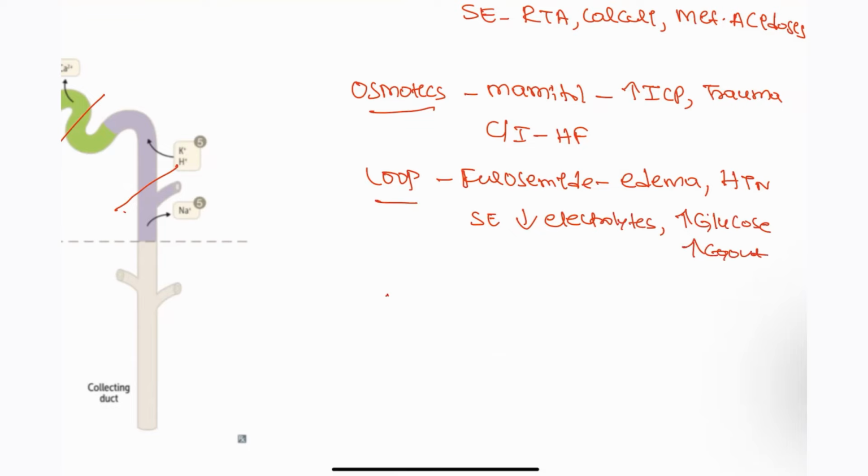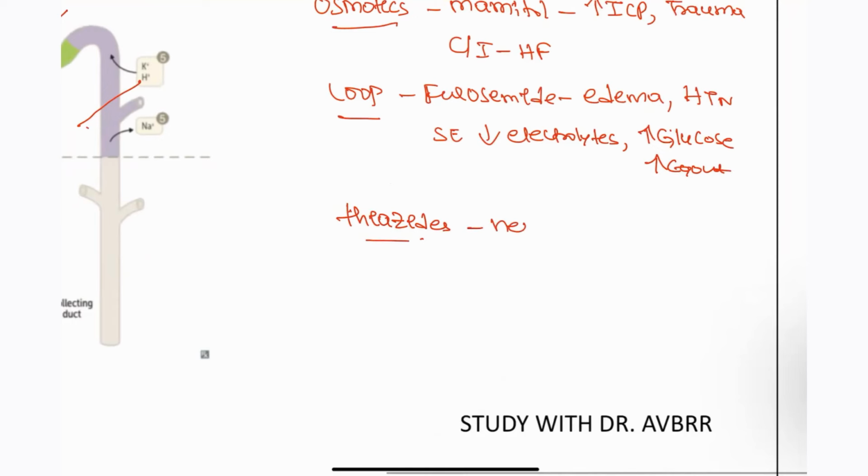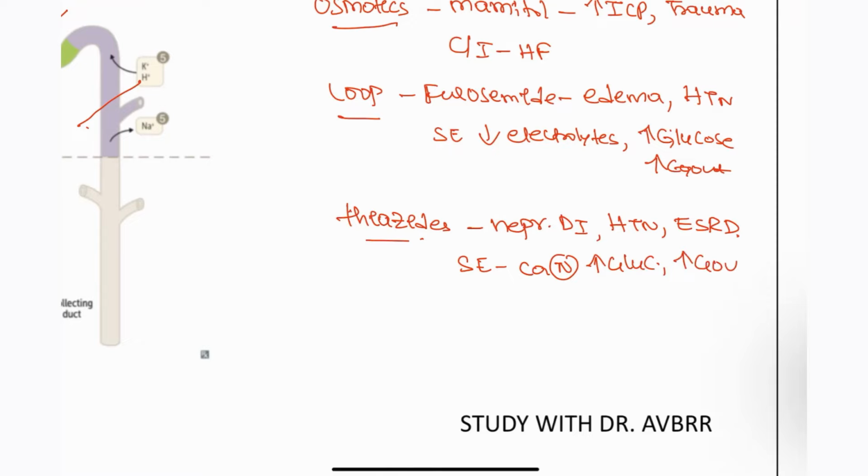Next, thiazides. Okay, whichever drug ends with thiazide is considered a thiazide drug, and this is commonly used for nephrogenic diabetes insipidus patients, hypertension patients, and also end stage renal disease we can use these thiazide drugs. And what are the side effects? Loops lose everything, thiazides also lose everything, but calcium is going to be normal. Okay, other than that, everything will be decreased in this patient, right? Next, again, glucose is increased, and also gout reactions are seen in this patient.